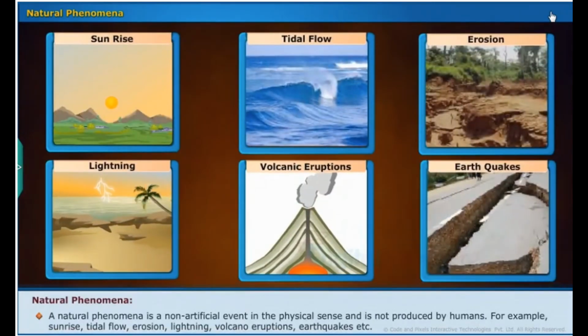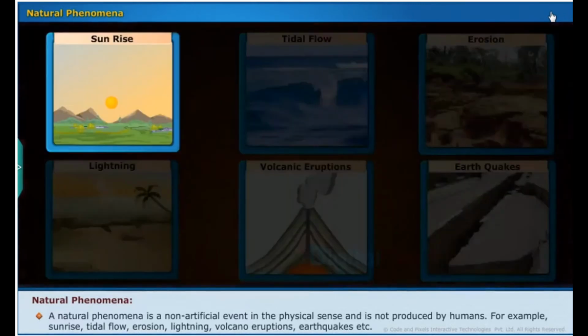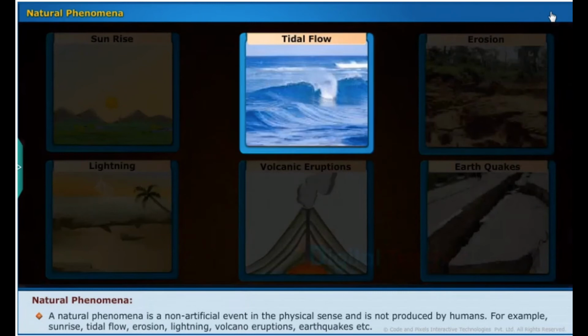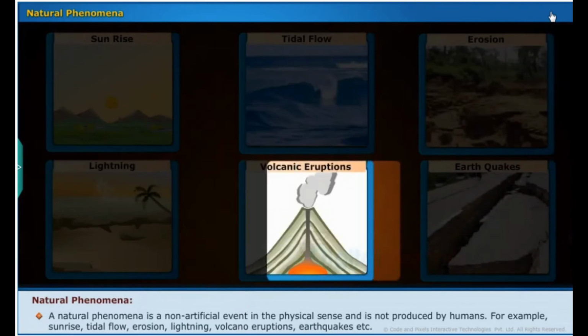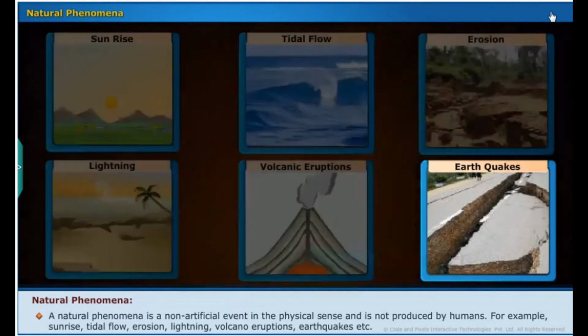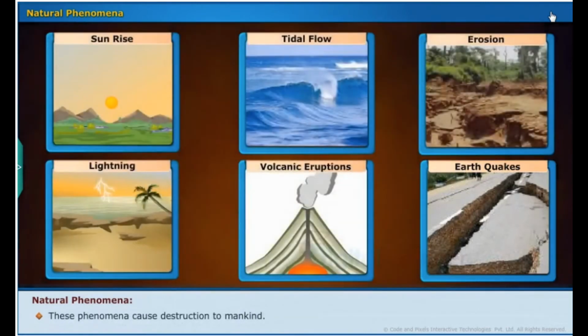A natural phenomenon is a non-artificial event in the physical sense and is not produced by humans. For example, sunrise, tidal flow, erosion, lightning, volcanic eruption, earthquake, etc. These phenomena cause destruction to mankind. Out of all the natural phenomena, we will study lightning and earthquake.